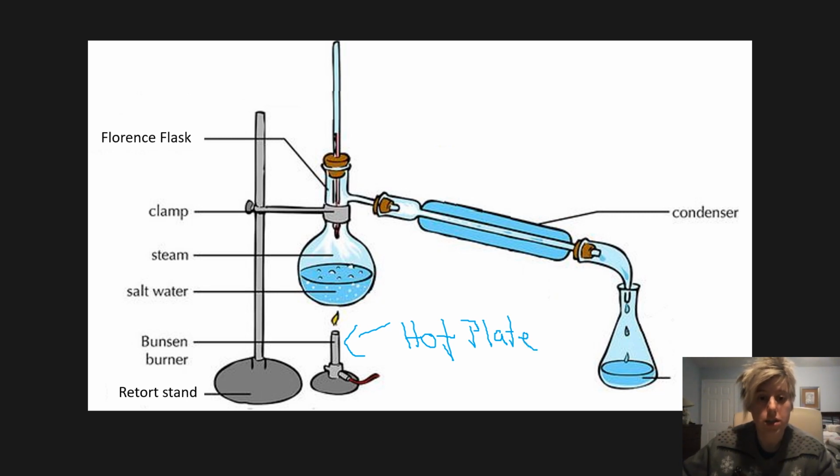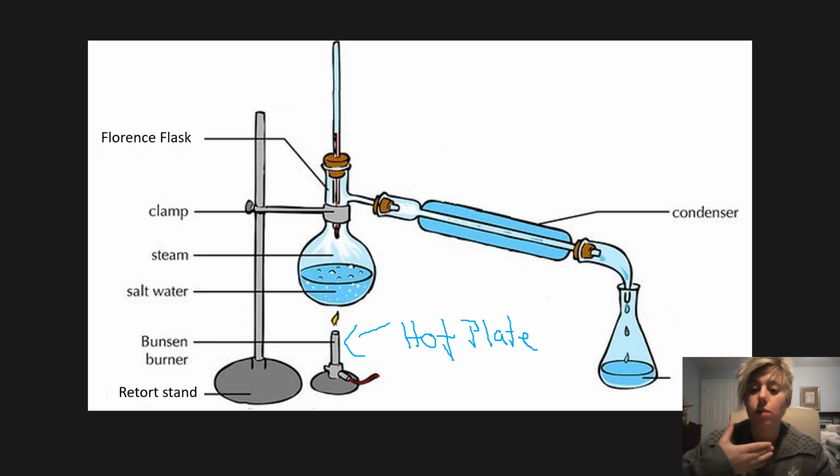Again, we have our mixture, we have our retort stand, we have our clamp, and we have our Florence flask that is clamped to the clamp. Now, just like in the picture, our Florence flask is on top of the flame but not touching the flame. It would be the same thing with our hot plate: our Florence flask would be on top of the hot plate, extremely close to it, but not touching it.